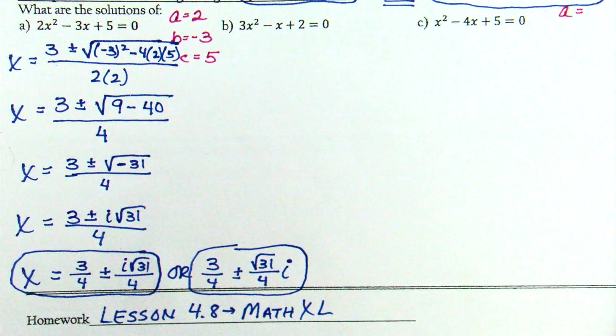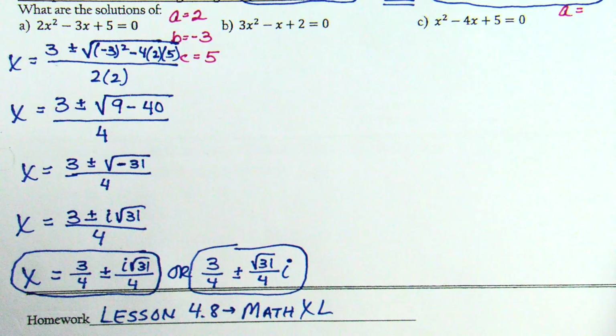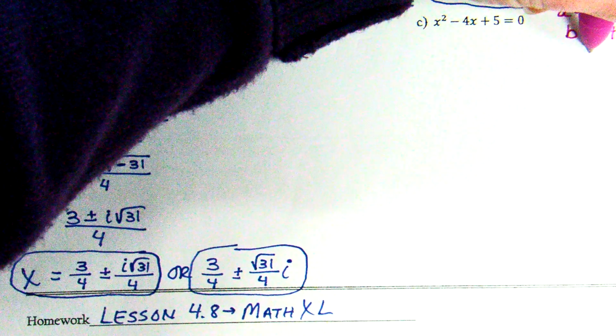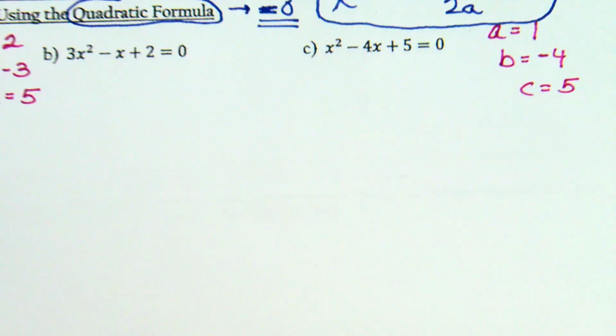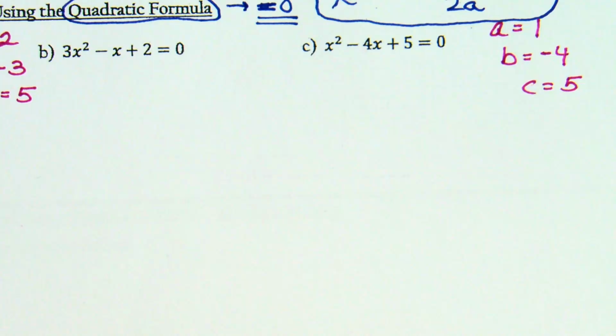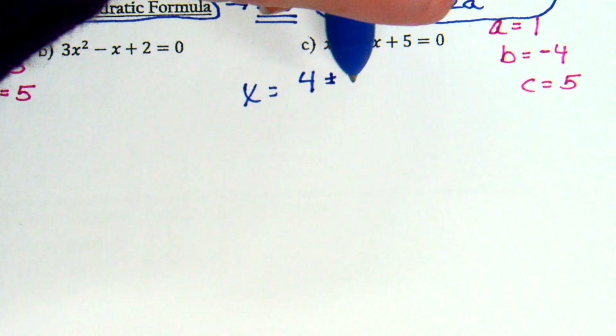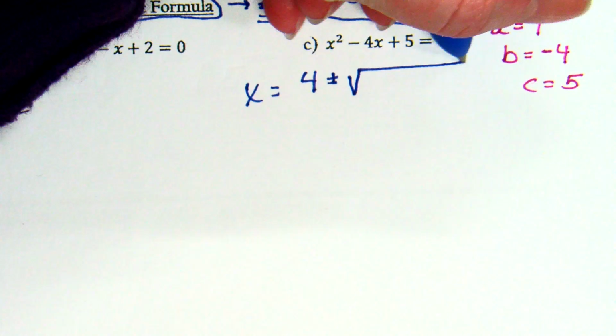I'm going to zoom into this particular problem here. Okay, quadratic formula, can you fill it in? X equals what? 4, because it's -b. Then what? Plus or minus square root. -4 squared, minus 4 times 1 times 5, so -4ac, over 2a, or 2 times 1.